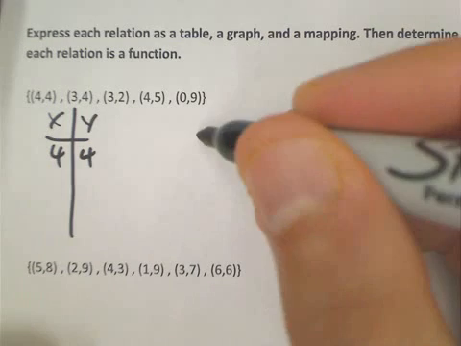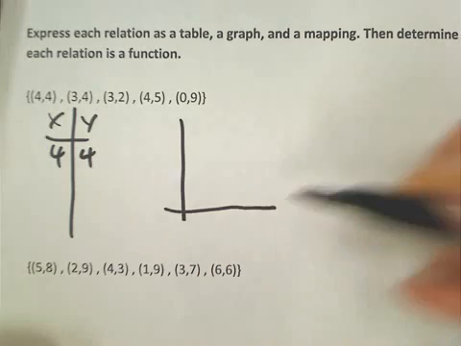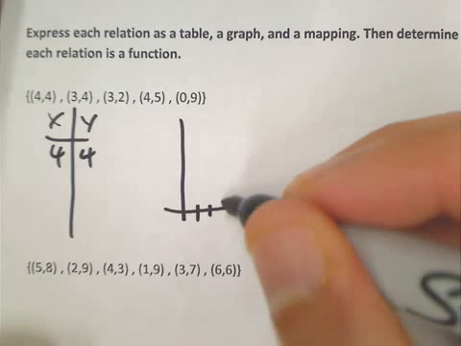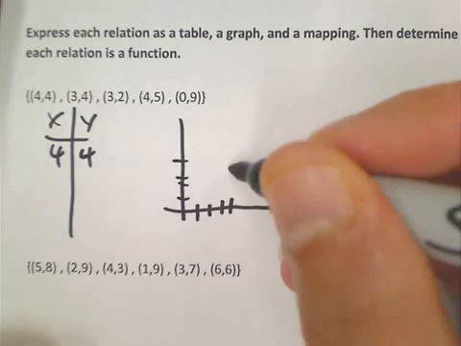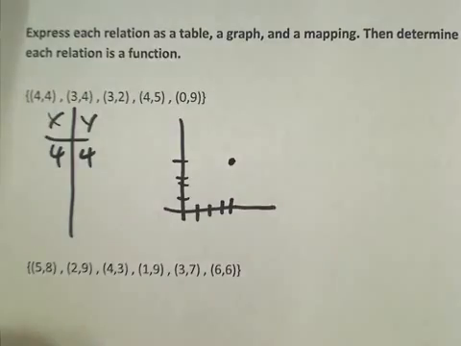A graph is like this. So let me see, 4, 4. And I'm just starting these. You don't need to finish them. So 4, 4, there you go. There's your graph. So that's the first point.